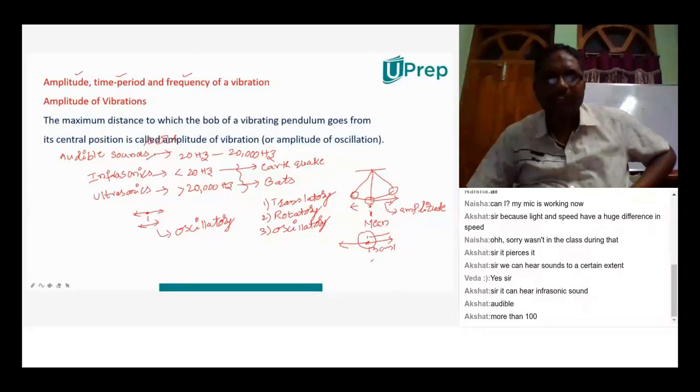What is the unit of amplitude? The unit of amplitude may be centimeters or sometimes meters also. As it tells us about distance only, whatever units are there for distance, the same units will be there for amplitude.